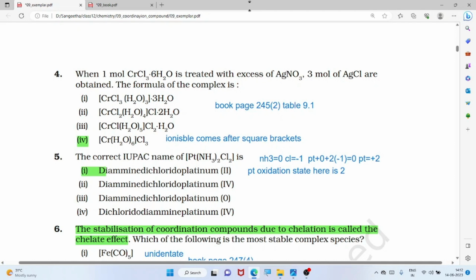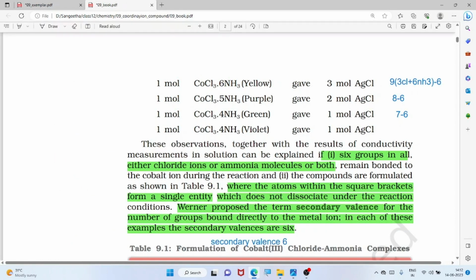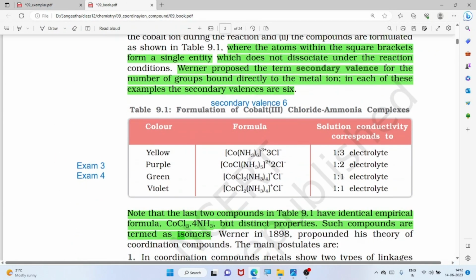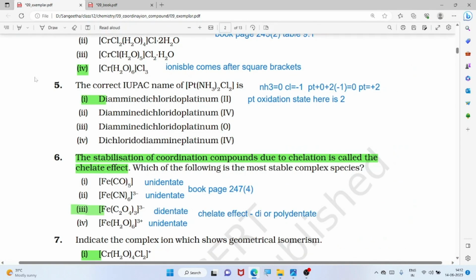I already showed you this table. You have to read those rules here, this rule and this table. Okay, ionizable comes after the square bracket. The correct IUPAC name of this compound is here.